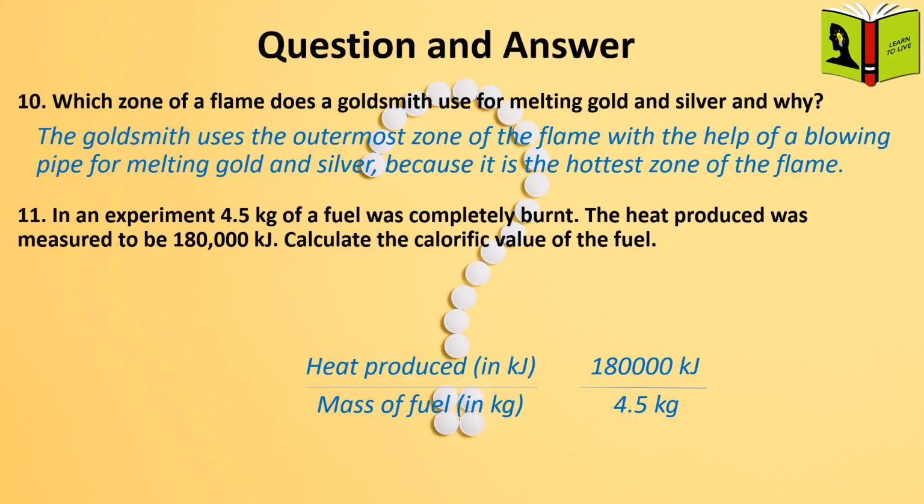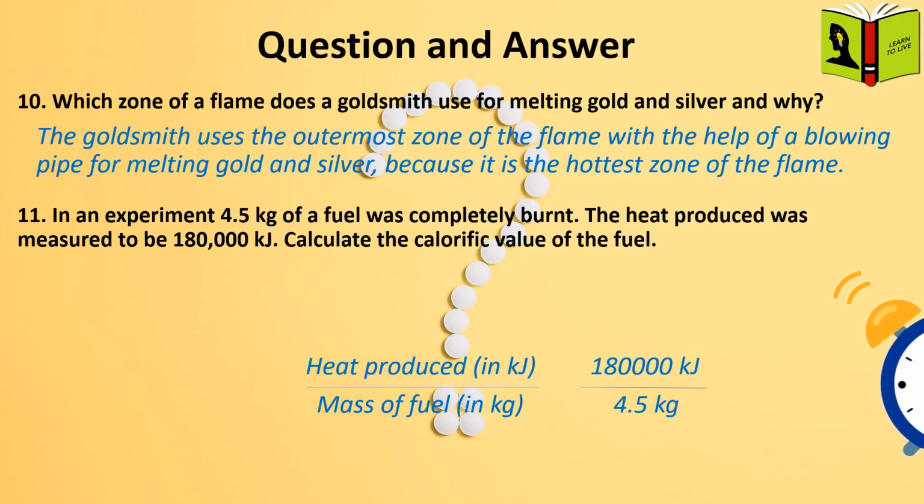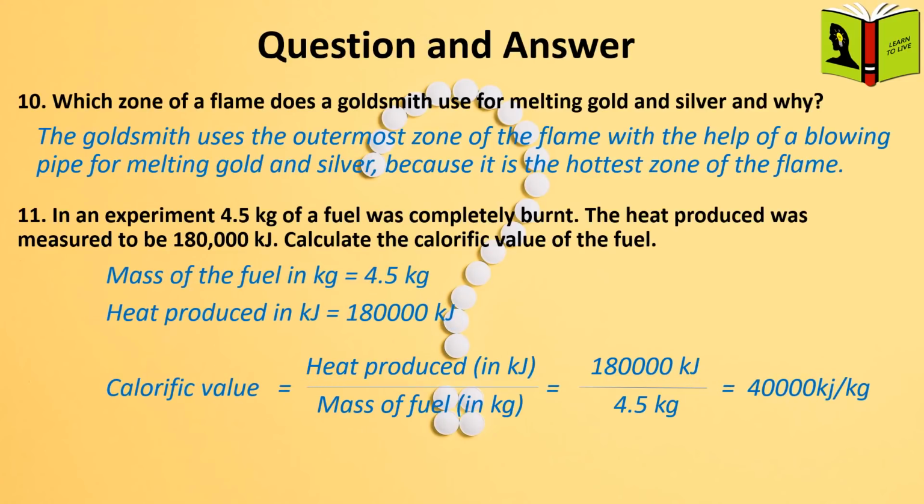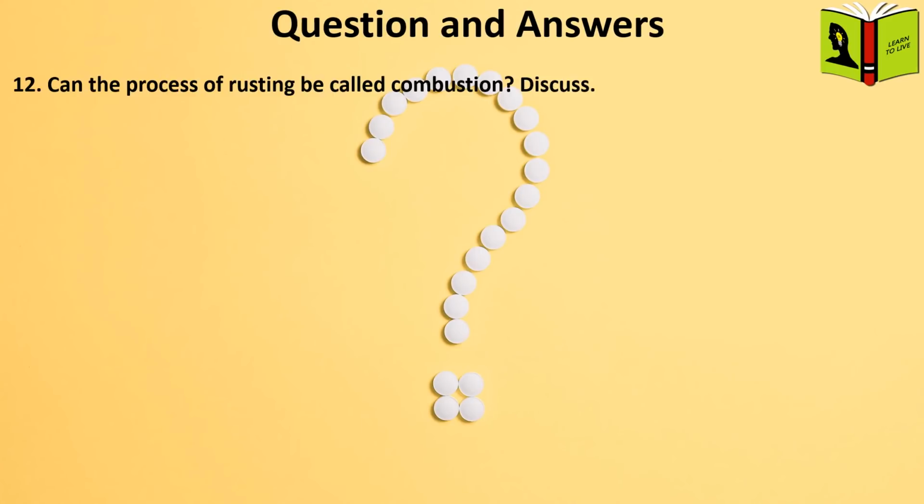Question 11. In an experiment, 4.5 kilograms of fuel was completely burnt. The heat produced was measured to be 1,80,000 kilojoules. Calculate the calorific value of the fuel. Question 12. Can the process of rusting be called combustion? Discuss.